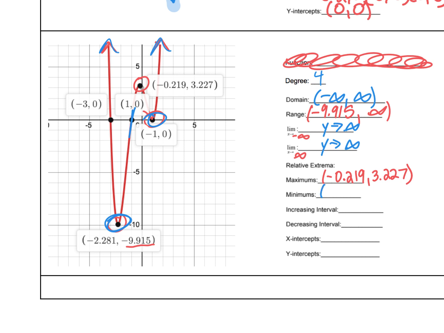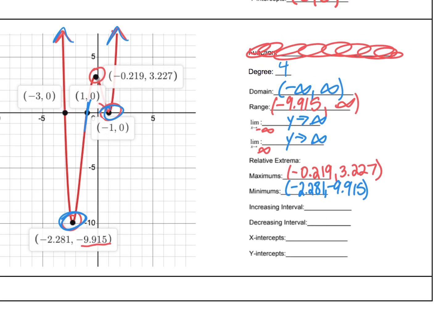So obviously the lower one is negative 2.281, negative 9.915. If that's the only one you put, that's fine, because technically that is the minimum. But technically we're just talking relative minimums. So really a lot of textbooks are going to tell you that this is also a minimum. So if you put that, great. If you didn't and you just put the lowest one, I'm okay with that. Okay, but technically it would be both, just because they're both low turning points.